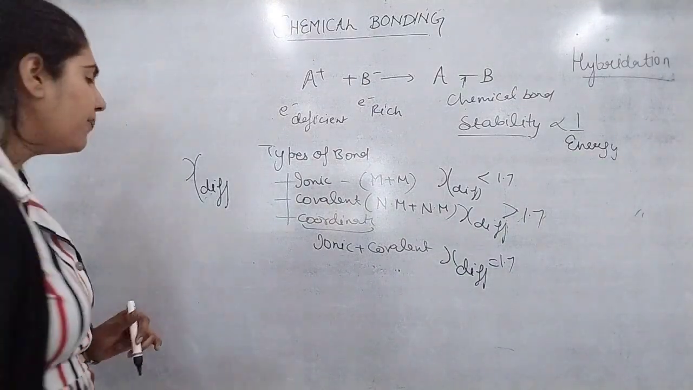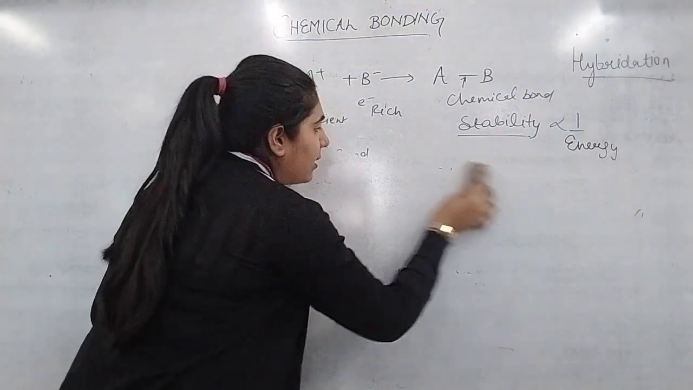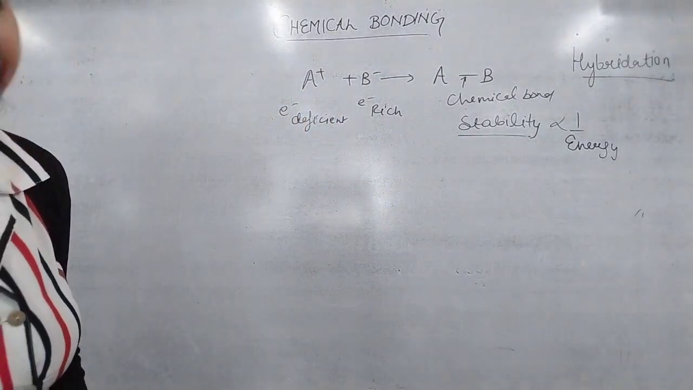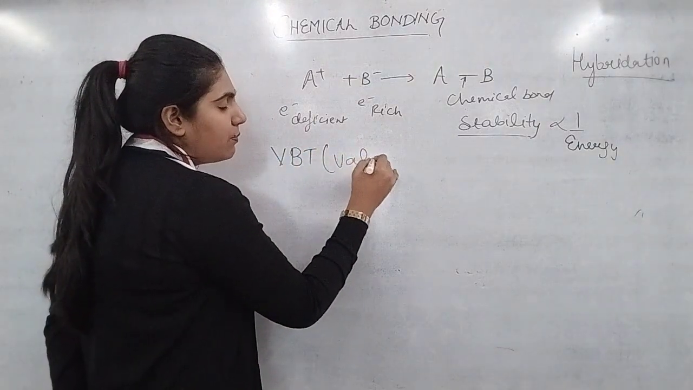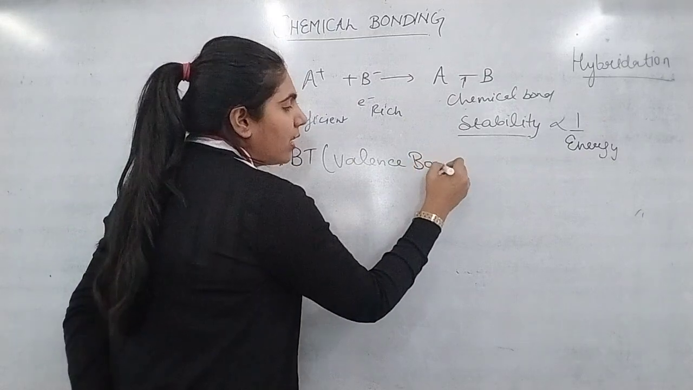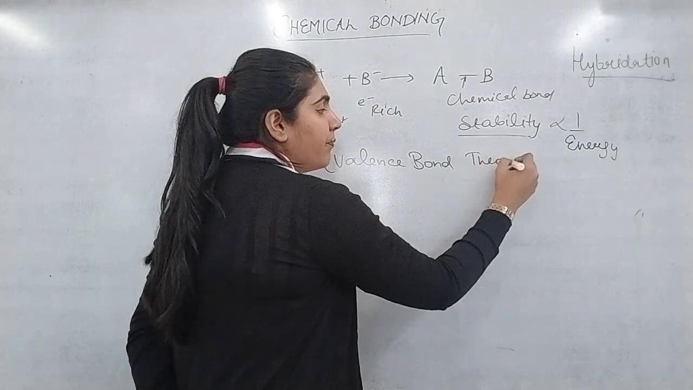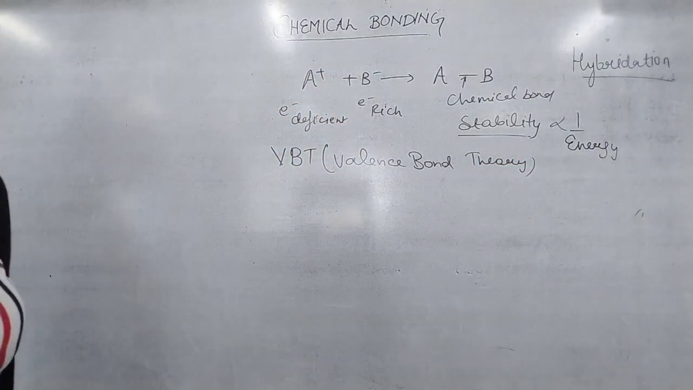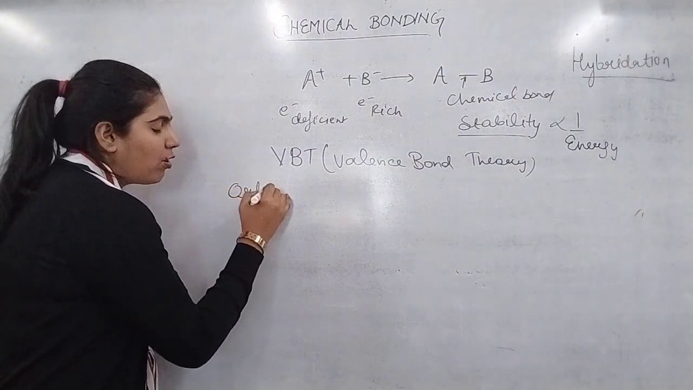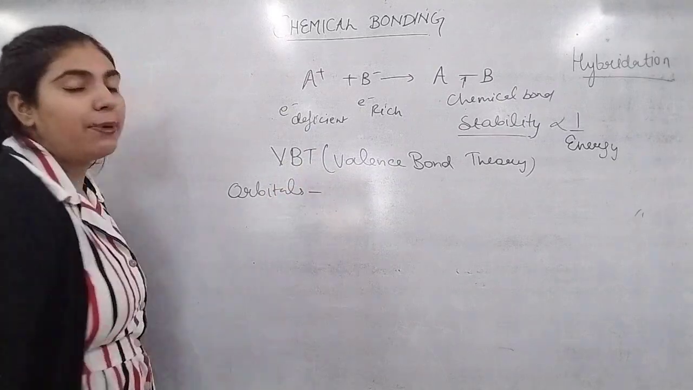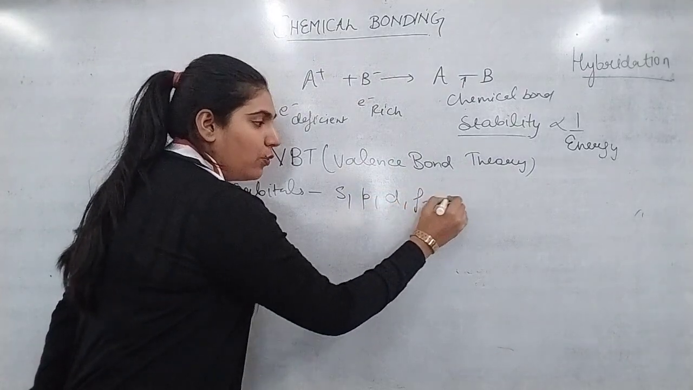Now we are coming to the different theories which are discussed in chemical bonding. First is your VBT, valence bond theory. It says that while combining, only valence electrons are involved. Valence bond theory tells us about the different shapes of the orbitals. What are orbitals? Orbitals are regions in which the possibility of finding electrons is more. For example, S, P, D, F, and so on.